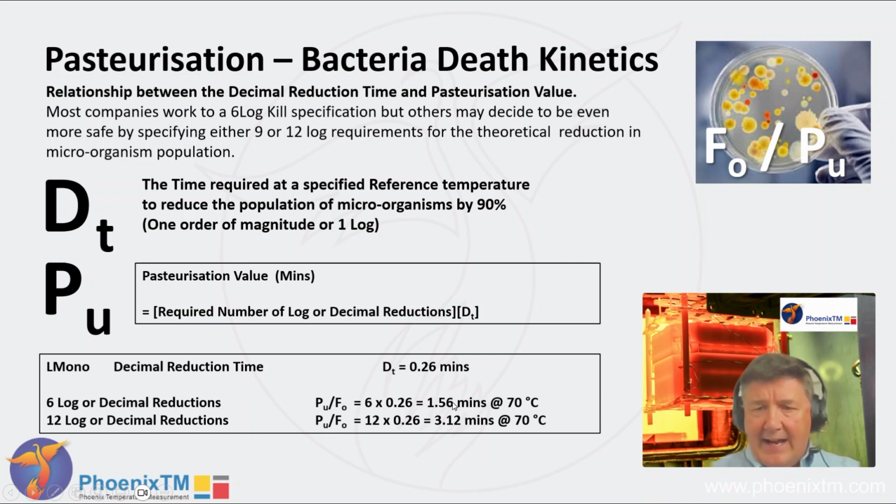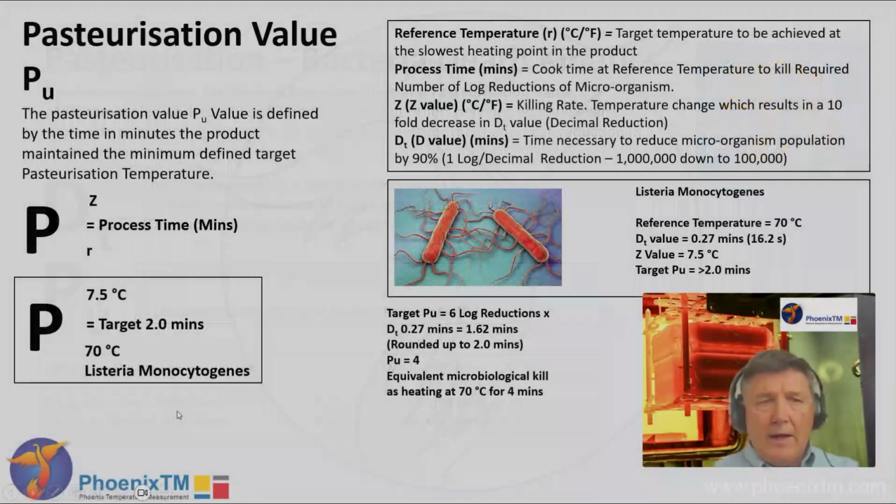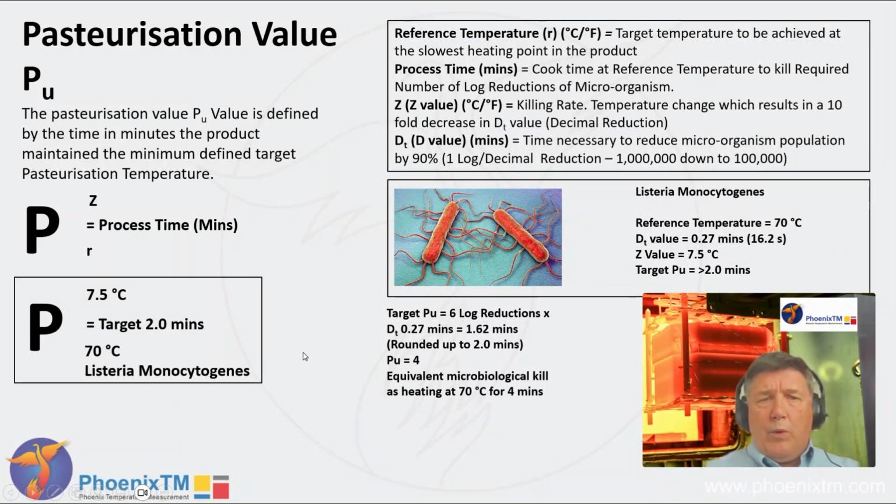Interestingly, you'll see here that that is close to our 2 minutes, which is our defined nominal cook regime for chicken. So all we're doing is rounding up that time of 1.56 minutes to 2 to give us a level of safety if you were to do a simple time at temperature calculation. So we have our pasteurization value.